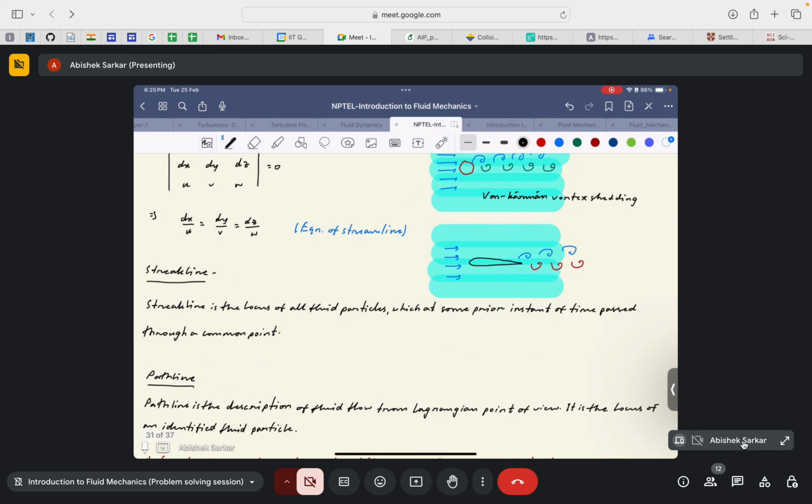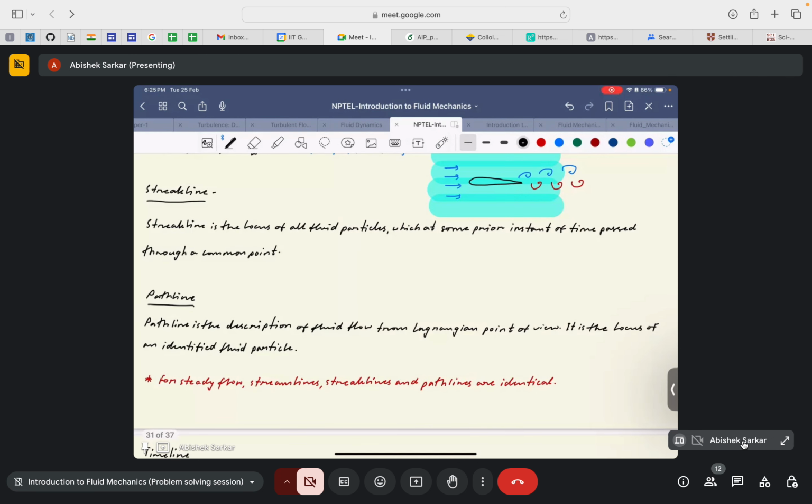Similarly, when we discuss a streak line, it has a very interesting characteristic. It is the locus of all the fluid particles which at some prior instant of time might have passed through a common point. For example, let us consider a case where this point, x naught, y naught, is our point of injection or our point of consideration, and say we inject some dye, the dye molecules, at a particular instant of time.